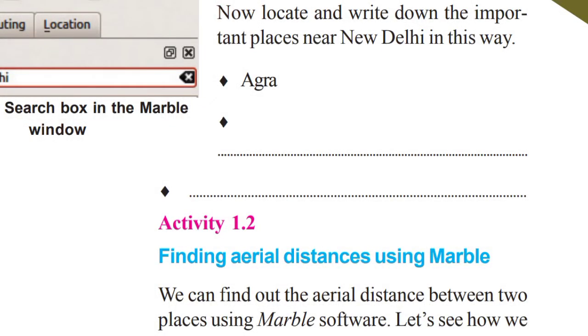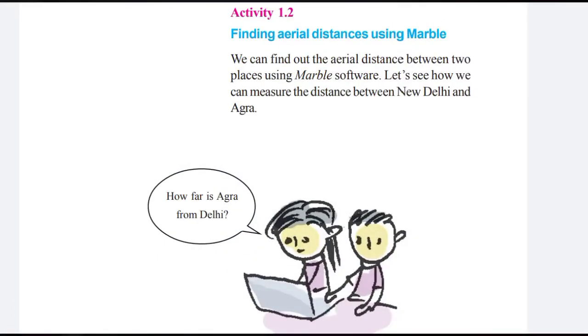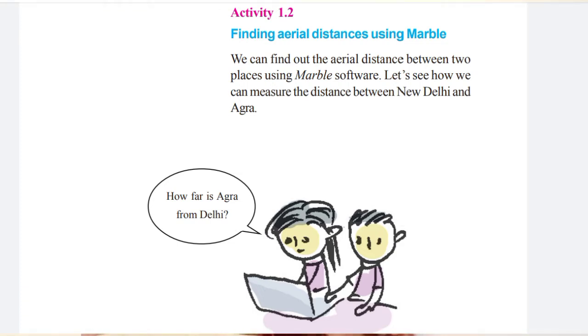Now we are moving to activity 1.2, that is finding aerial distances using the marble. Aerial distance is the distance between two places which can be measured through air, not measured by the distance of roads. Usually we calculate kilometers and meters by the road distance. But aerial distance means the distance between two places measured through air instead of grounds or roads.